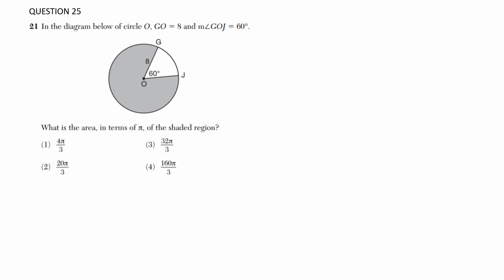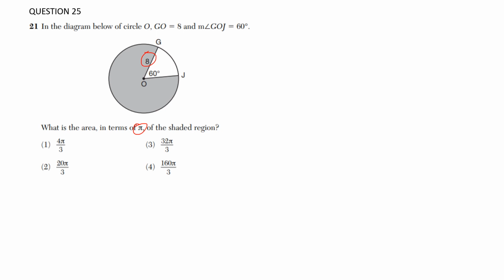All right, this is question 25, and we're moving into the circles section. There will be 2 questions of circles in this review. In the diagram below, circle O, GO is equal to 8, that's the radius, and the measure of angle GOJ is 60 degrees. What is the area in terms of pi of the shaded region?